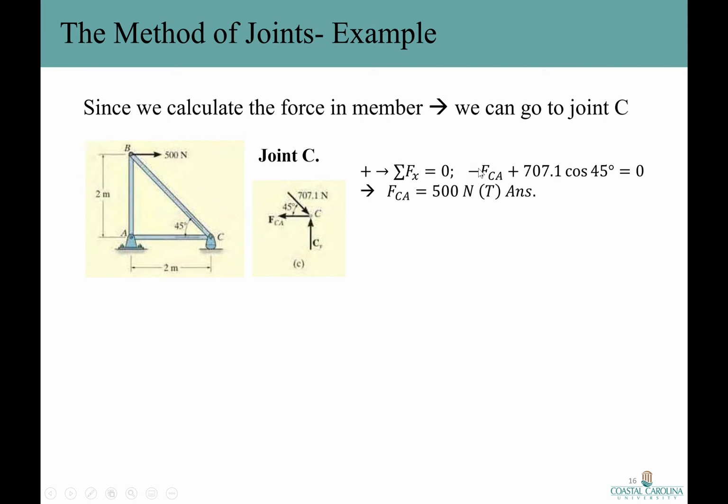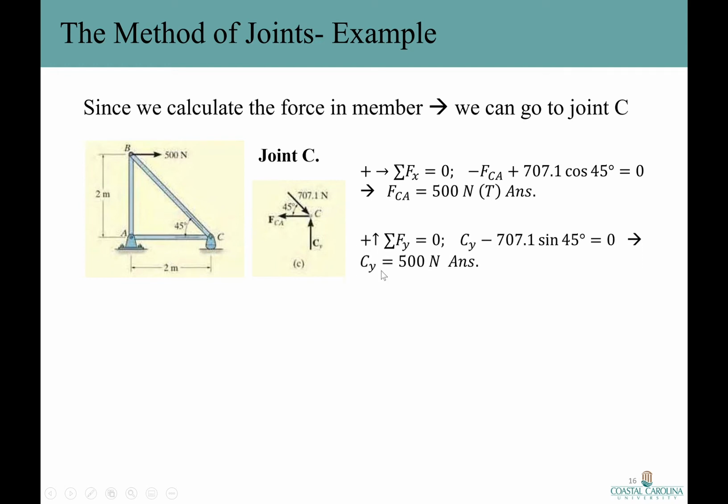So with writing down the equilibrium equation in x direction, we have a negative force of F sub Ca, so minus F sub Ca, plus the x direction of F sub BC, which is 707.1 times cosine of 45 equals to 0. Solving this equation for F sub Ca, it will happen to be 500 Newton. And again, the sign is positive, so our assumption of the sense is true. So member Ca is in tension, okay?